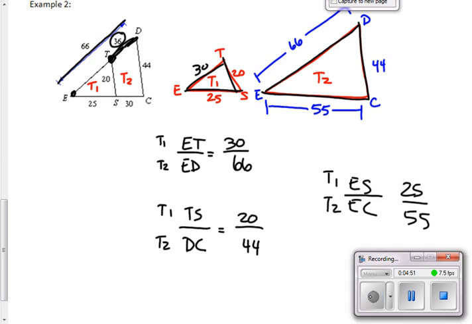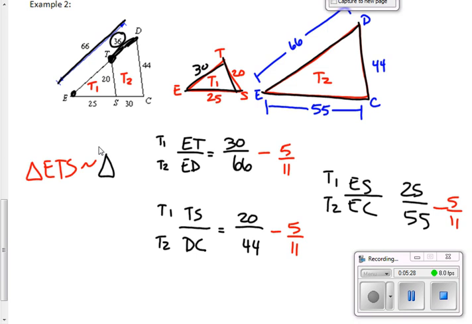As mentioned before, all of these would reduce to the same amount because these are similar triangles. So when I reduce this fraction, I get 5/11ths, 5/11ths, 5/11ths. Looking at all of them, they are all proportional to one another since they reduce down to that same fraction. So these two triangles would be considered similar triangles. So I would write that notation out, stating that triangle ETS is similar to triangle EDC.